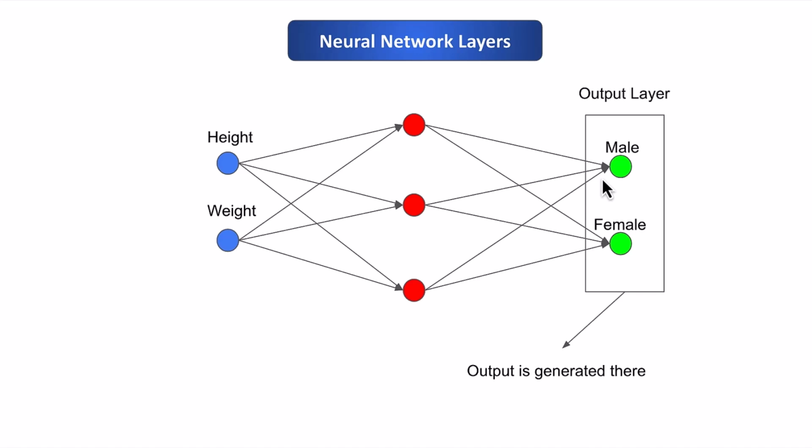So now in this example, we are predicting the gender of a person based upon his height and weight. So here our prediction will be either male or female. So it's a classification problem, and this neural network is representing the structure for a classification problem.